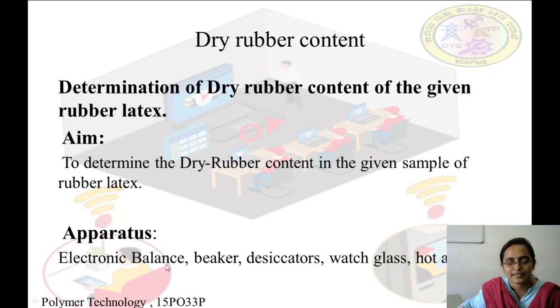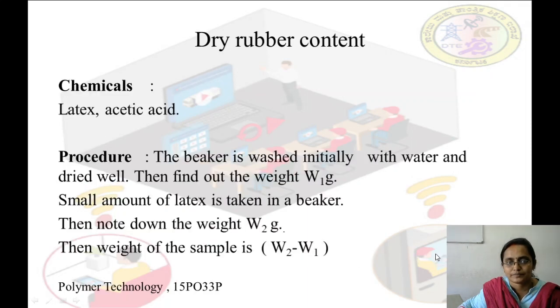The apparatus needed are electronic balance, beaker, desiccators, watch glass, hot air oven. Chemicals required are latex and acetic acid.